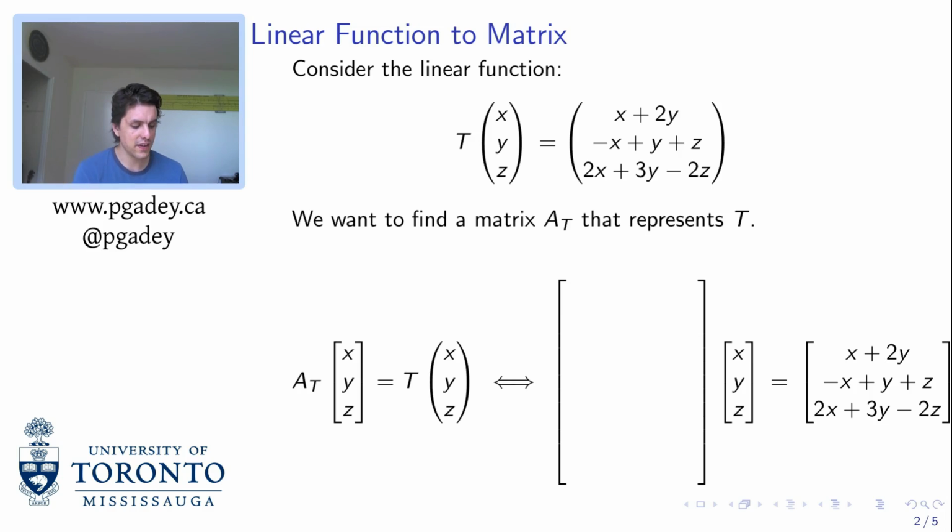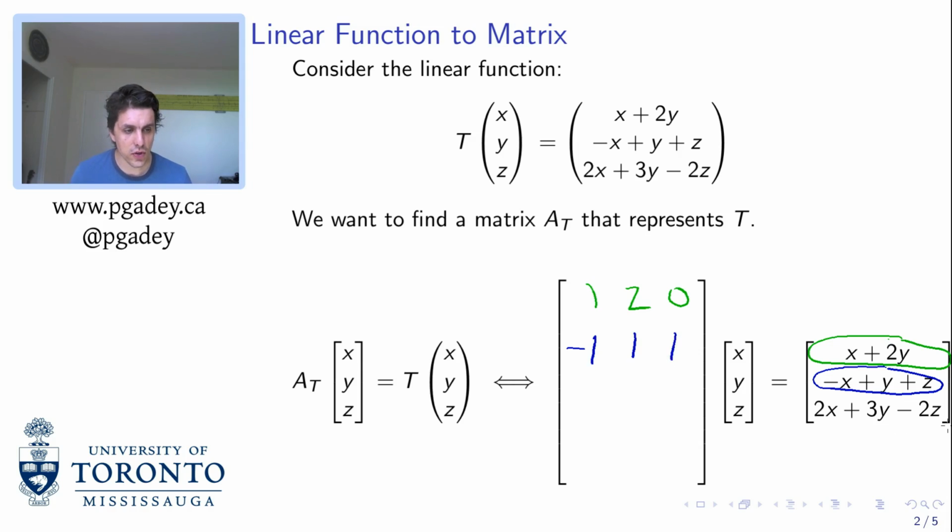So if we want to get this first row up top, we need something that when we multiply against x, y, z gives us x plus 2y. So we're going to put a 1 here, a 2 here, and a 0 here. When we multiply 1, 2, 0 against x, y, z, we get x plus 2y. Similarly, for the next row, we want negative x plus y plus z. So we want negative 1, 1, 1.